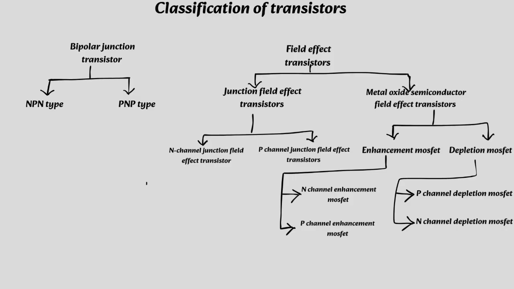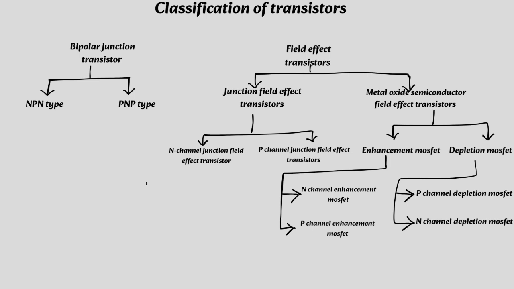Now we will see the different types of transistors, the classification of transistors. Mainly, transistors are classified into two types: bipolar junction transistor (BJT) and field effect transistor (FET). Again, the BJT is further classified into two types: NPN transistor and PNP transistor. The major difference between the bipolar junction transistor and the field effect transistor is that the bipolar junction transistor uses both majority charge carriers, means it uses both electrons and holes.